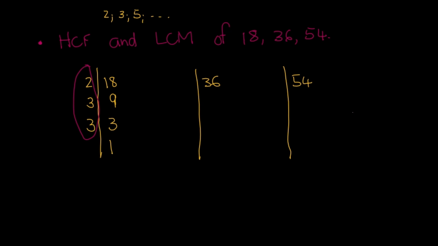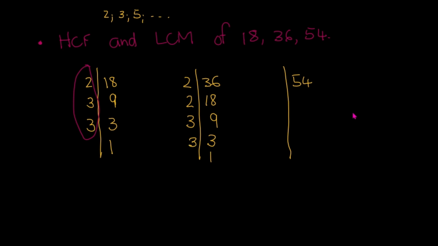Okay, let's do 36 in the same way. 2 will go into 36. I'm going to divide 36 by 2. It's going to give me 18. 18 can be divided by 2, so divide that by 2. We get 9. 2 can't go into 9, so we go to 3. 9 divided by 3 is 3. 3 divided by 3 is 1.